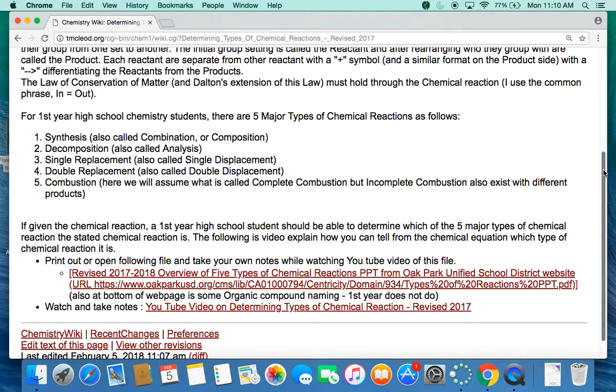So the 5 different types of chemical reactions are synthesis, decomposition, single replacement, double replacement, and combustion. And as you can see from up here, there's other names for them too. Those aren't the only chemical reactions there are. It's just the most common ones for first year. So what I'll do is I'll quickly go through how you can tell from a chemical equation if it's synthesis or decomposition or any of them. And I'll use their worksheet to help.